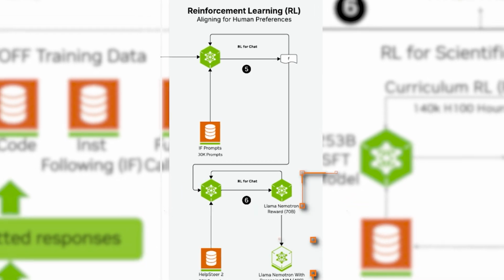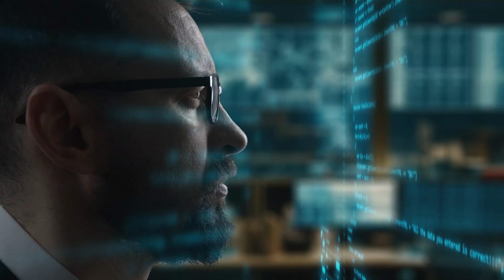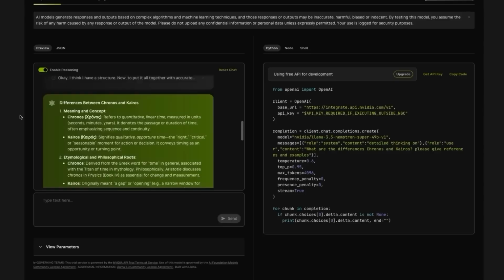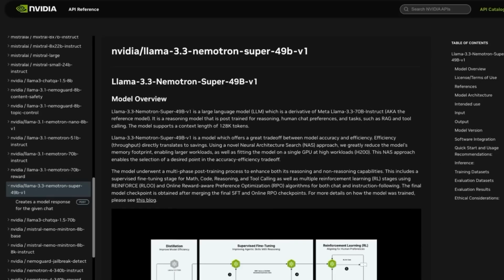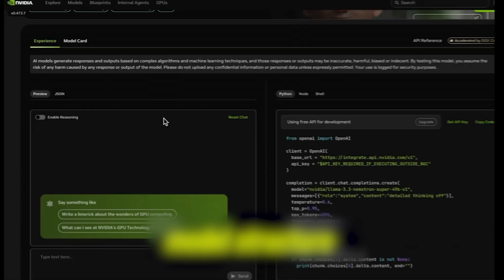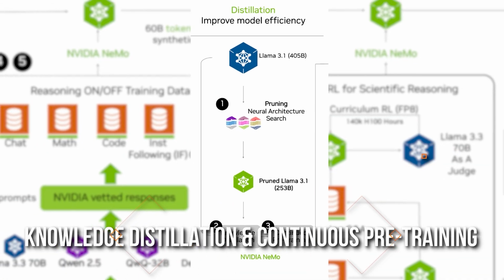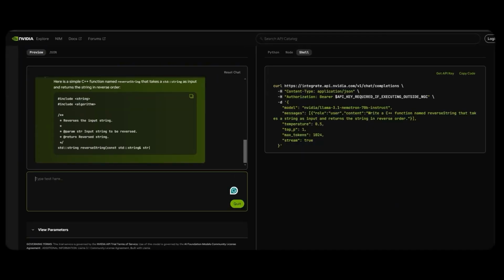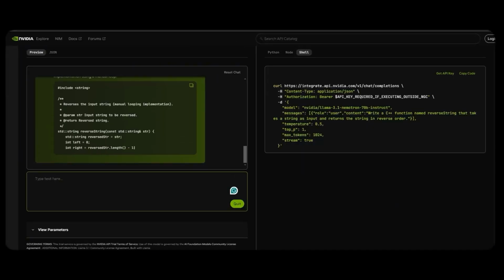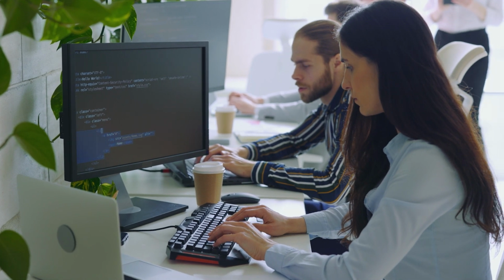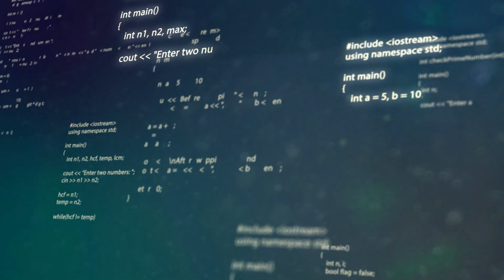Step 2. Reinforcement learning, or RL. They used an advanced technique called Group Relative Policy Optimization, or GRPO. Think of this as intensely training the model to get even better at following instructions precisely and improving its reasoning skills. And step 3, knowledge distillation and continuous pre-training. The model was refined using knowledge distillation on 65 billion tokens, then underwent more pre-training on another 88 billion tokens. That's a lot of data refinement.